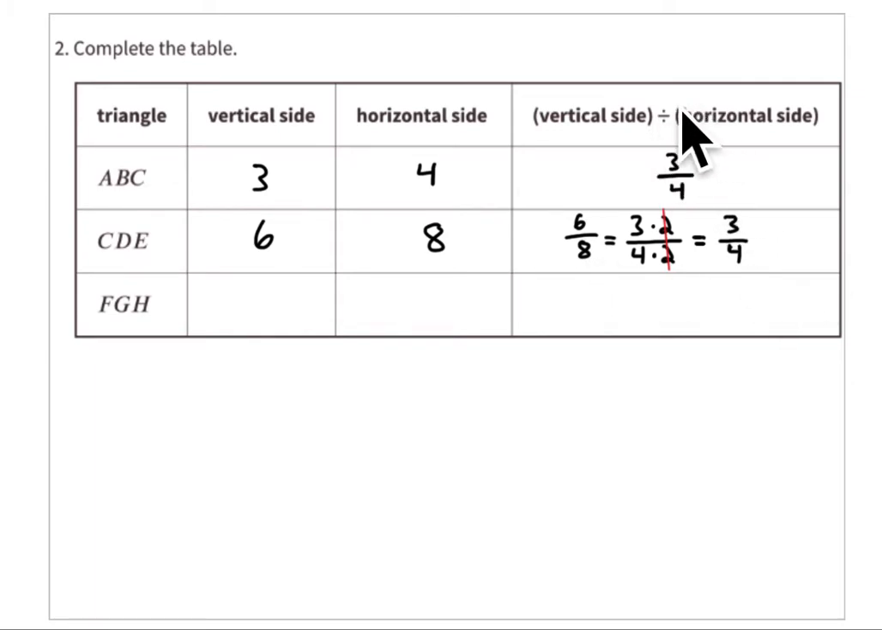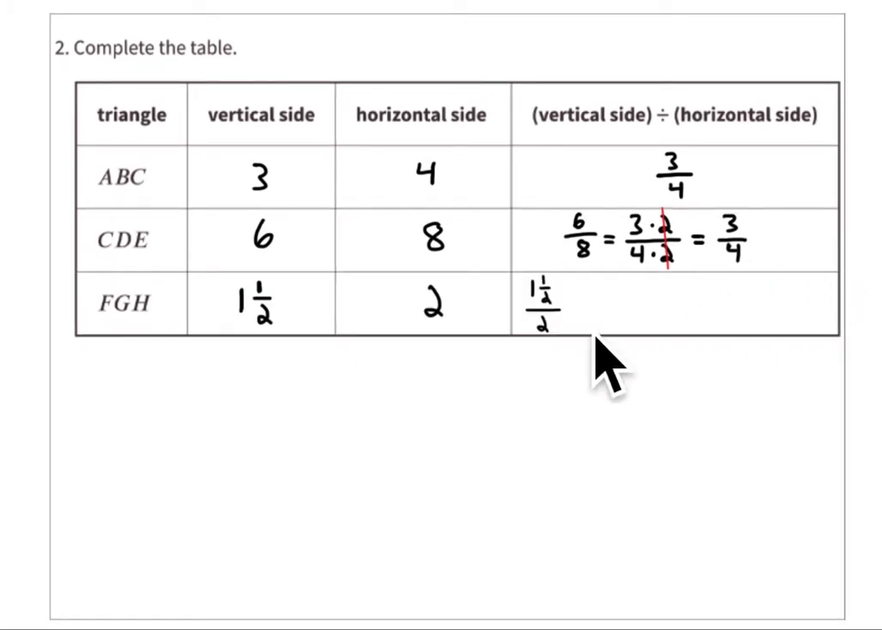So a ratio of 6 to 8 is the same as a ratio of 3 to 4. And they want to use division. They want to talk about quotients. But I want to talk about ratios. In a little while, we'll sort out which is better. I'm not really sure. All right, so vertical side is 1.5 units. Horizontal side is 2 units. So that ratio, that comparison is 1.5 to 2.